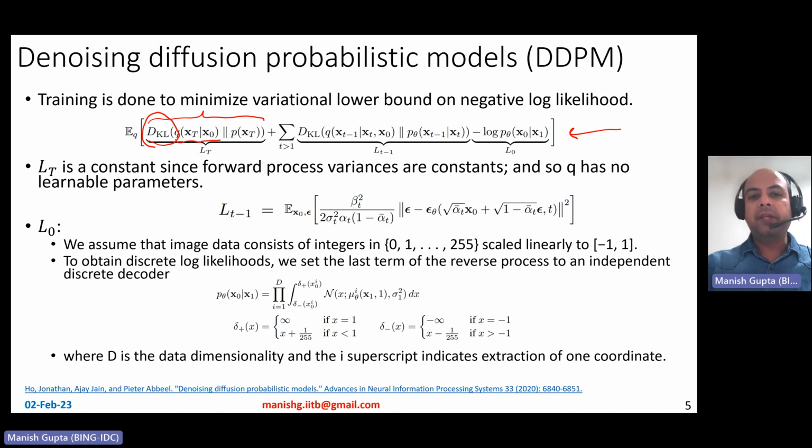Therefore, what we want to minimize is the expectation of these two terms. Now, for these two terms, if you look at the second term, it is a sum over various time points, and let's look at one particular time point t minus 1.